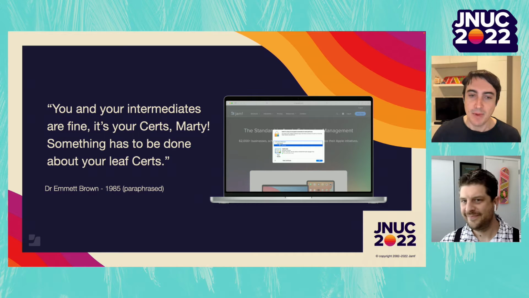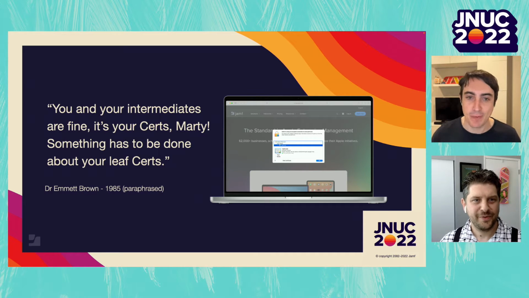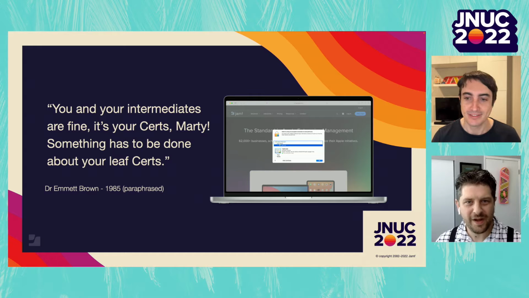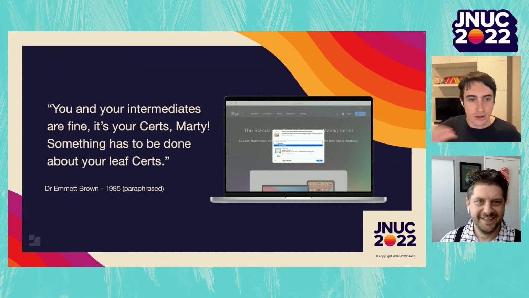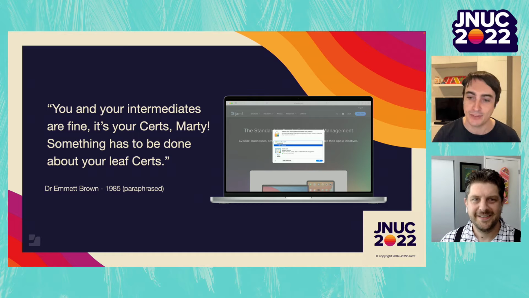Marty! Marty! There's a problem with your certs, Marty! Doc, what, Doc? Something happened to my root CA? Did my intermediate get compromised? What? No. You and your intermediate are fine, Marty. The problem is with your leaf certs. Something's got to be done with your leafs. What does that even mean?